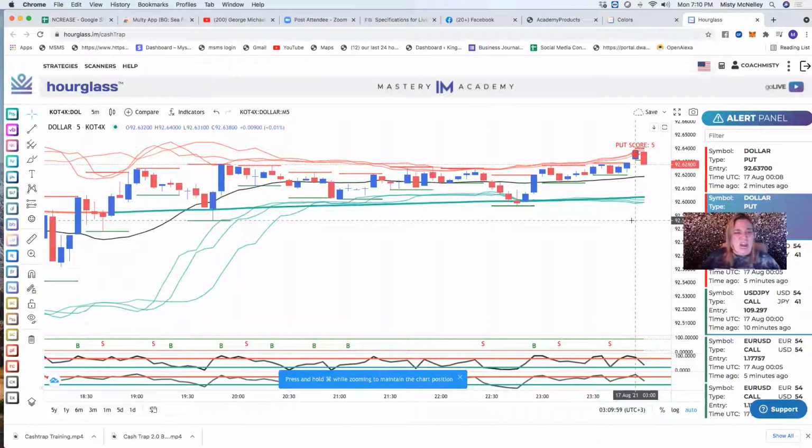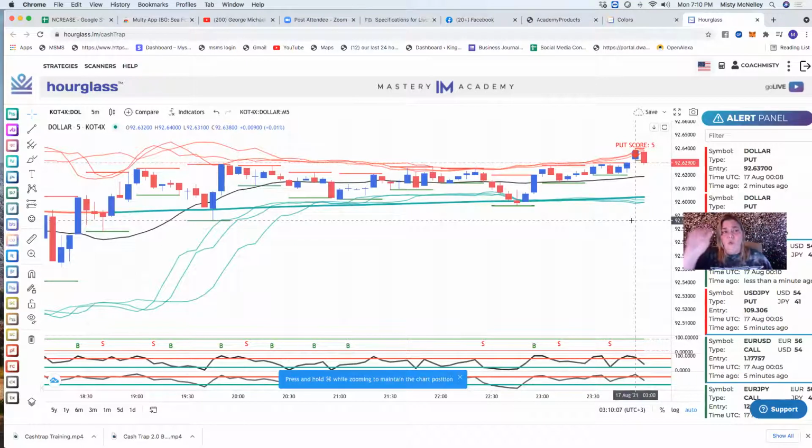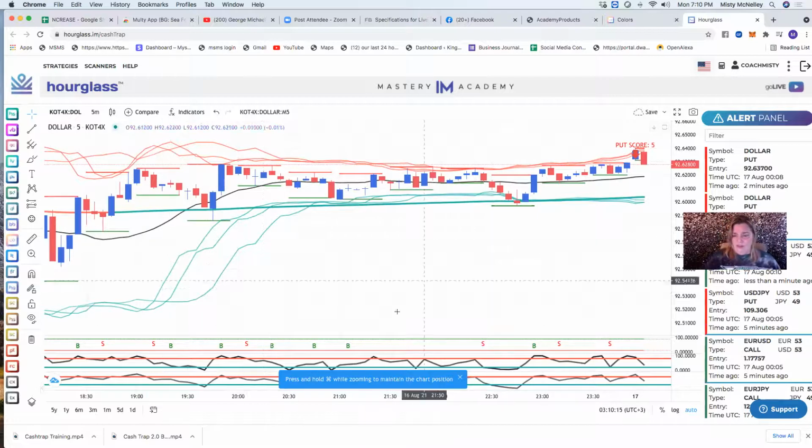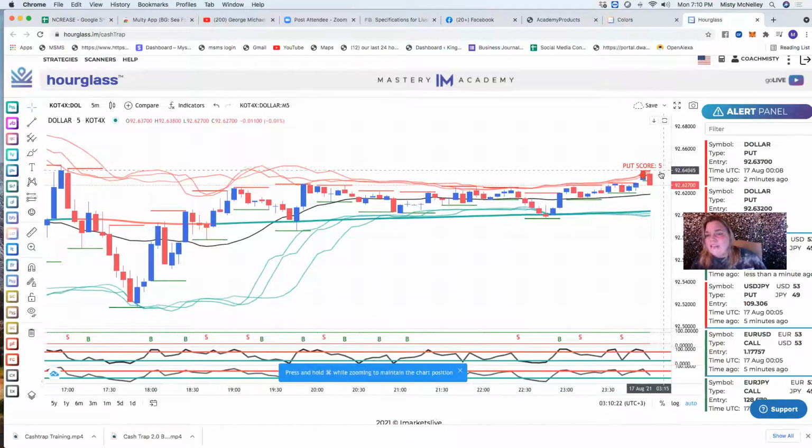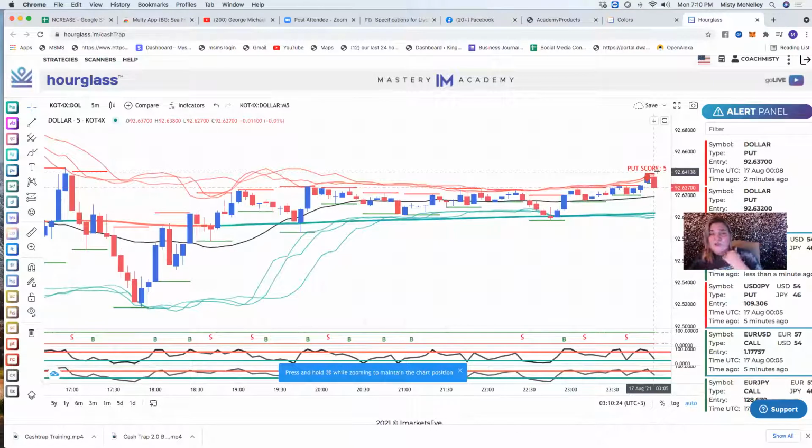This is our CASHTRAP. This is our CASHTRAP 3.0. It was CASHTRAP 2.0 and it went to CASHTRAP 3.0 right about the week before we got here. And the difference is not only is it doing 95% of the work for you, whatever all this stuff is, it's calculating it and putting you a score, right? If we took this trade, we would have just won big time.